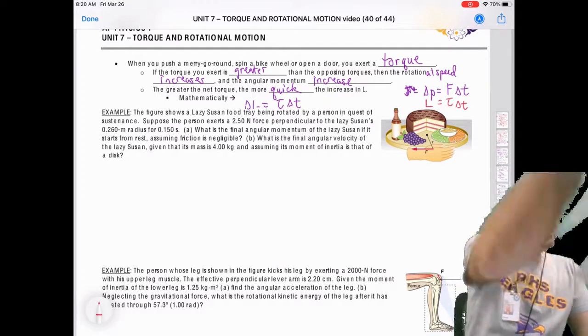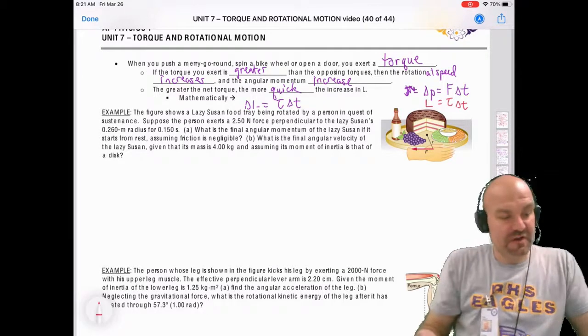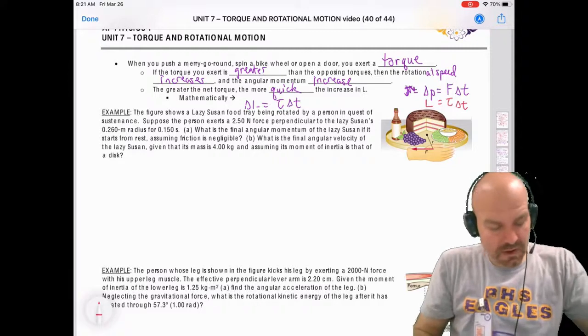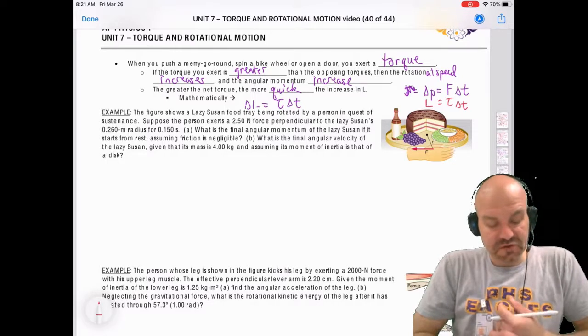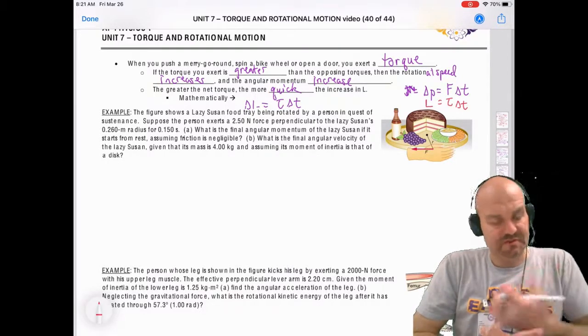Okay, so now here are just two examples using this equation. This says here the figure shows a lazy Susan food tray being rotated by a person in the quest of sustenance. Sustenance just means food.